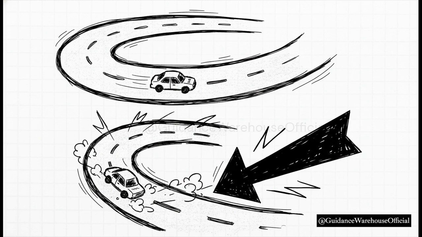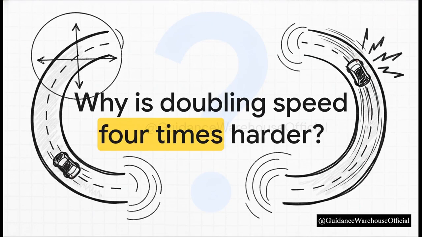Now pay close attention to this. Acceleration is inversely proportional to the radius. That means a sharper corner, which has a much smaller radius, is going to hit you with a significantly higher acceleration. Wait, let's pause here and connect this back to driving.